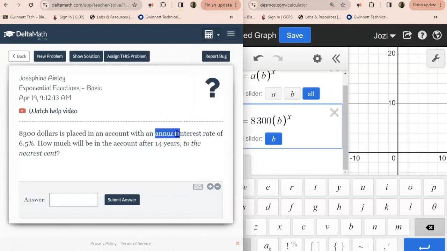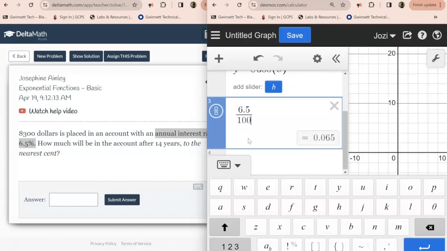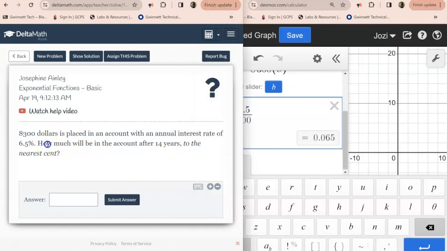All right, with an annual interest rate of 6.5%. So remember, anytime you have a percent, you have to get rid of the percent by dividing by 100. Now I just need to know if it's growth or decay. How much is in the account after 14 years? Okay, so this question doesn't tell me if it's growth or decay explicitly, but you think about it. If you take $8,300 and put it in a bank account, would you leave it in the bank account if it goes down? No, you take it out.